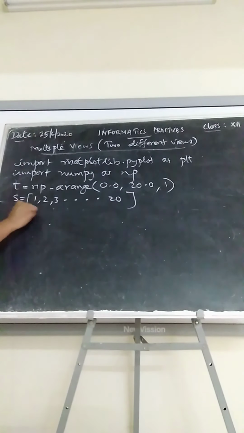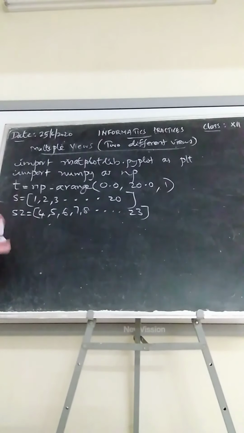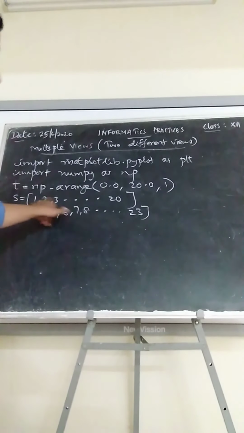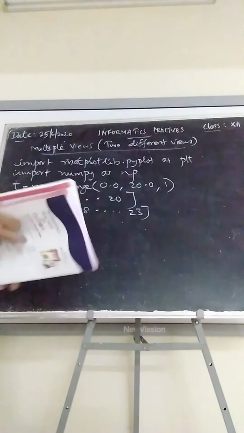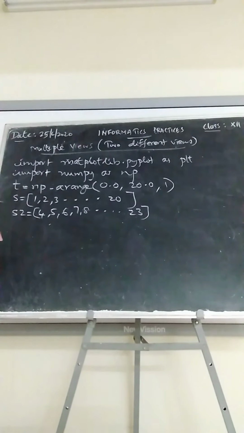And for s2, another set of values. These values are starting from 4, 5, 6, 7, 8 up to 23. So the first list is s, starting from 1 to 20, and the second list is s2, starting from 4 to 23. So these are the available lists. Using these lists, we'll be plotting.